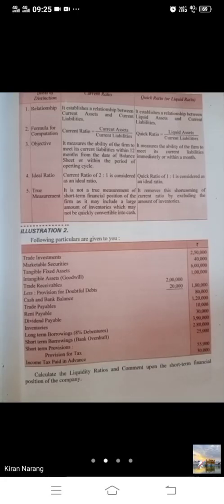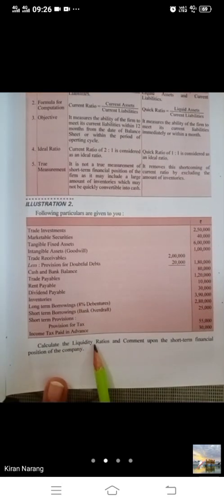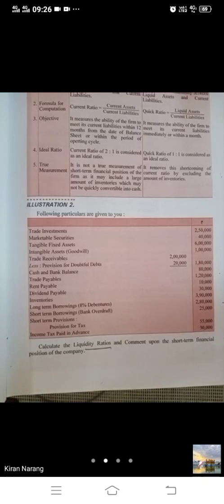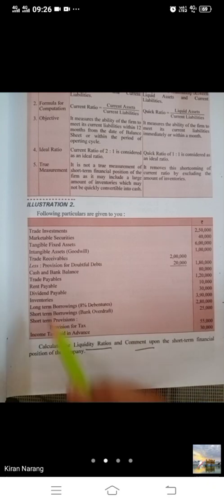Now have a look at illustration number 2, beta. A lot of items are given to you and you have to calculate the liquidity ratios. Both the ratios you have to calculate. Liquidity ratios means you have to calculate the current ratio and quick ratio both. And you have to comment on the short-term financial position of this company.